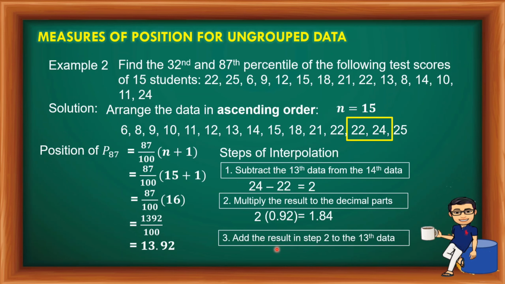Then the third thing that you need to work on is add the result in step 2, ito yon, to the 13th data. So kung alin yung mababa ulit, pero pang 13th data rin yan. So we have plus 22. The result is 23 and 84 hundredths. That means to say the percentile 87 is 23 and 84 hundredths.